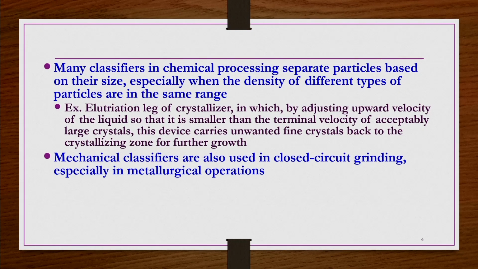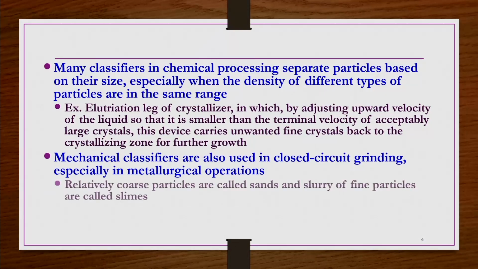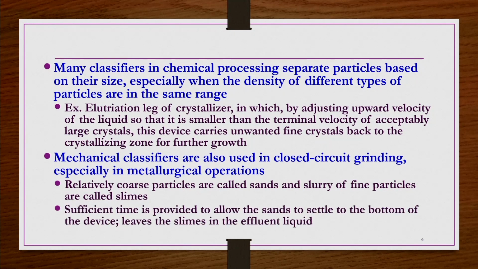Because of this, the largest particles are retained, whatever the finer particles are there, they will be carried away by the elutriation leg and then collected back and sent back to the crystallization unit for further growth of the crystals. Okay. And then mechanical classifiers are also used in closed circuit grinding, especially in metallurgical operations, where relatively coarse particles are called as sands and slurry of fine particles are called as slims. Sufficient time is provided to allow the sands to settle to the bottom of the device, leaving the slims in the effluent liquid itself. Okay. So, these are the kind of real life applications in general we can see by using these classifiers.